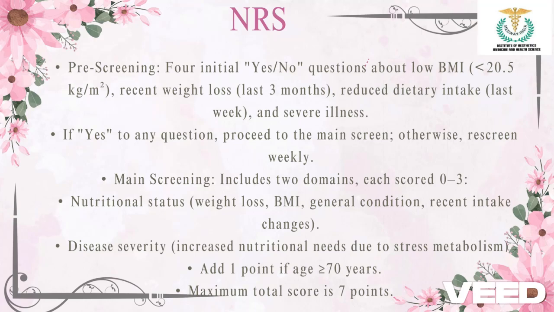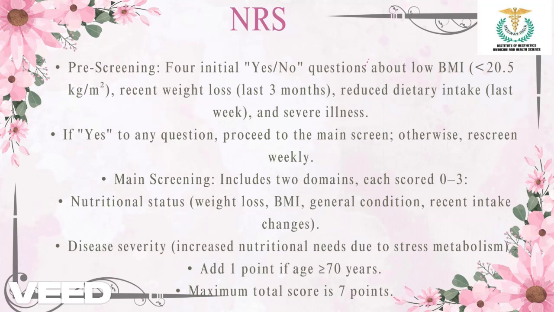First we have to check whether BMI is less than 20.5. Second question, we have to ask whether the weight loss is happening for the last 3 months. Third question, dietary intake. And fourth question is going to be on severe illness. We have to ask all these questions. If yes to all the questions, we have to go with main screening. If no, otherwise we have to go with rescreening weekly.